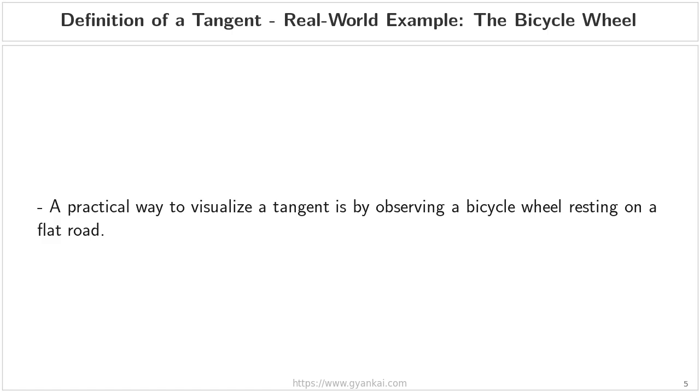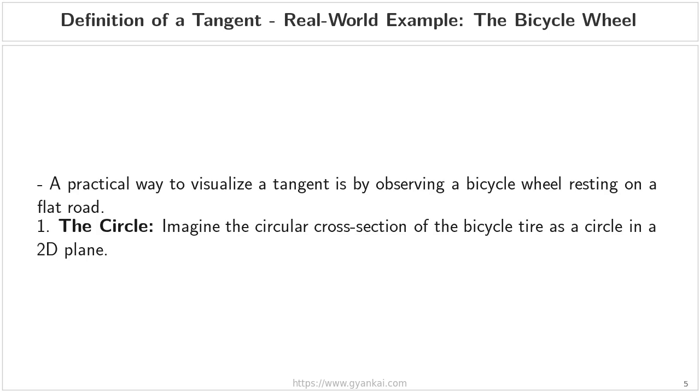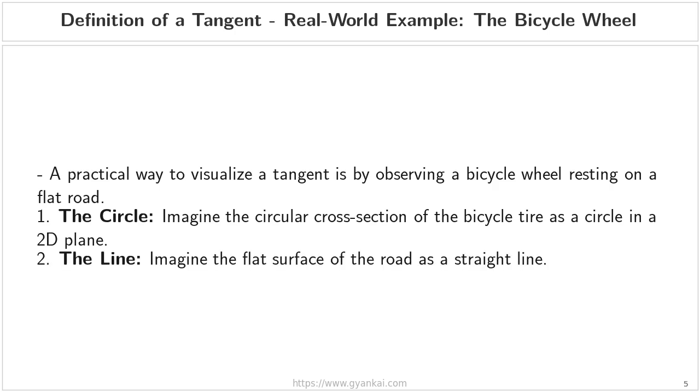Think about a bicycle wheel resting on a perfectly flat, straight road. Let's break this down step by step to see the geometry in action. First, look at the tire itself. If we were to look at the loop from the side, the circular cross-section of the tire represents our circle in a two-dimensional plane. Next, consider the road. The surface of that flat road represents our straight line.